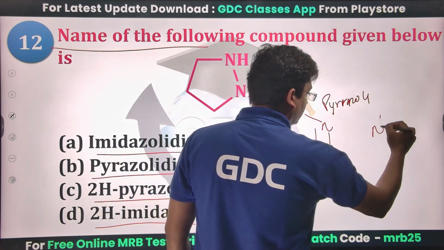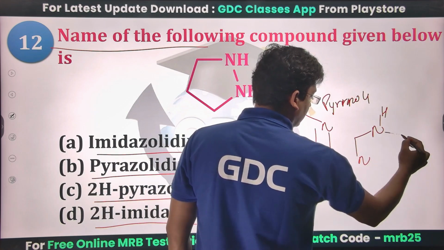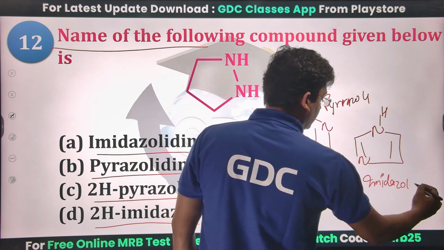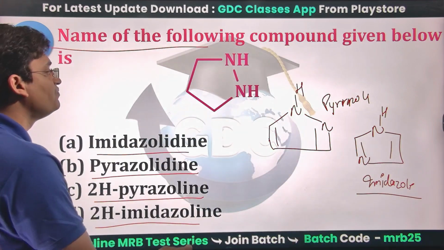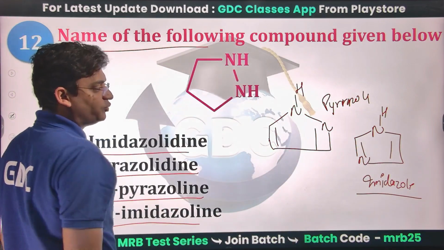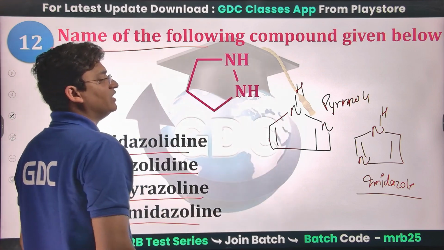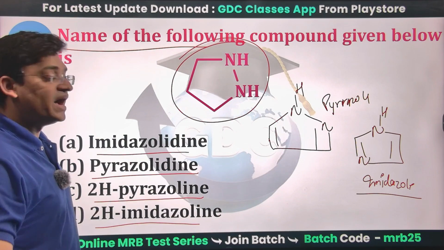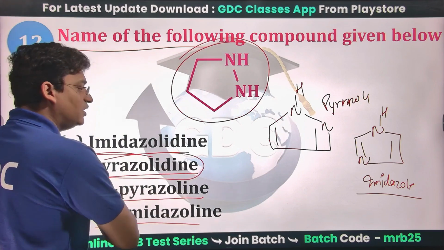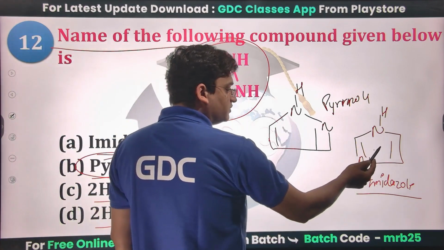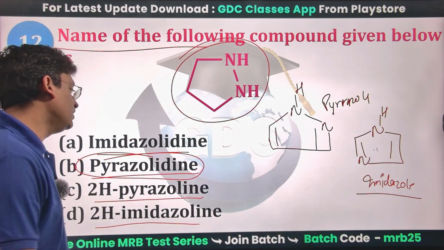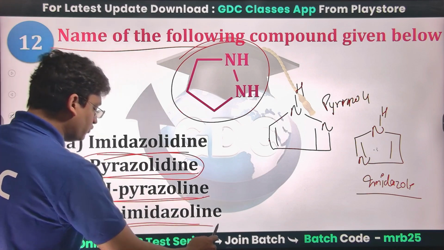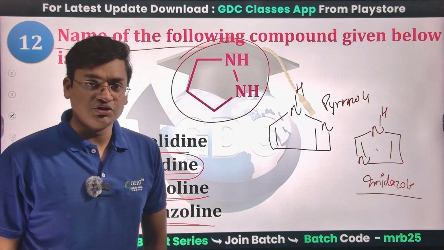When we have N and N at 1,3 positions, then it is imidazole. Now here we have 2 nitrogens at the 1,2 positions, so it is a pyrazole derivative, but the saturated one. So it will be pyrazolidine. If we have the saturated version of 1,3-diazole, then it will be imidazolidine. And 2H-pyrazoline and 2H-imidazoline represent partial unsaturation.